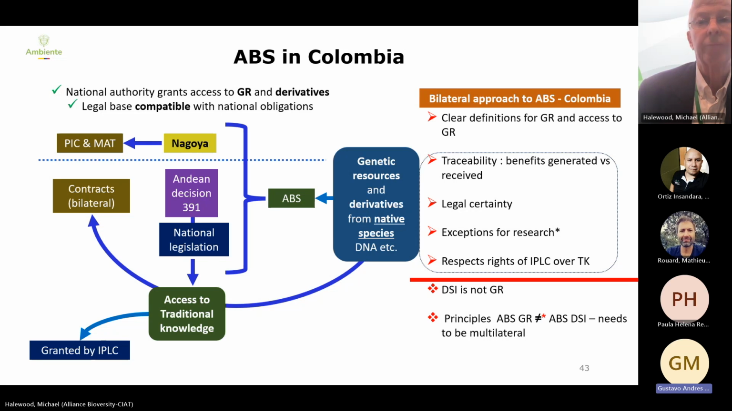And this is where the paradigm of sharing of benefits begins to change, because digital information is easy to copy and easy to share. And technology keeps advancing. So the principles of access and benefit sharing have to be different, but they can learn from years of experience. Specifically, we can take note from those mechanisms regarding the traceability of the benefits generated and received, the legal certainty, the exceptions for research, and respect for the rights of the IPLCs over traditional knowledge. Next slide, please.